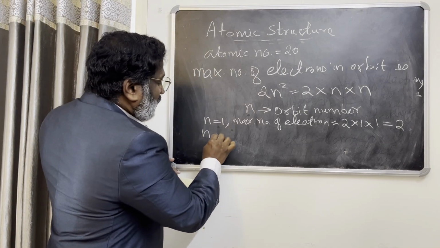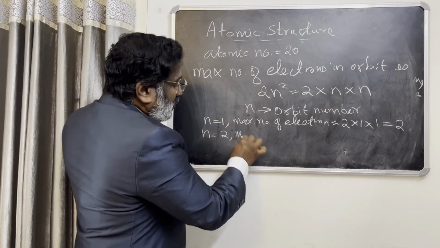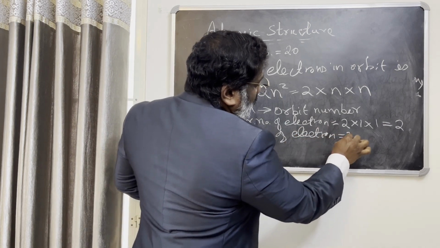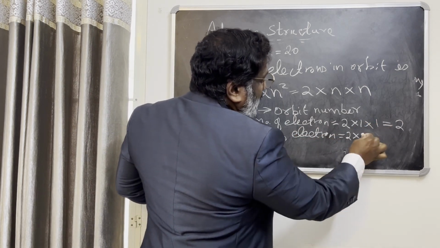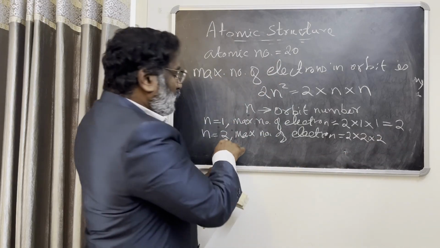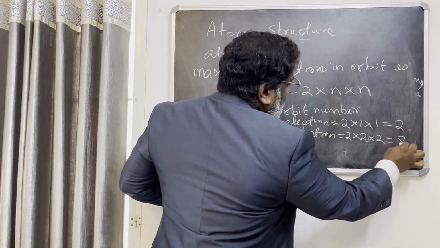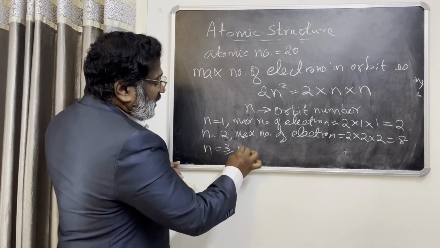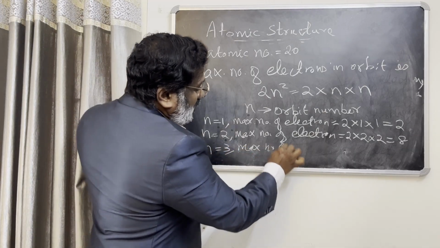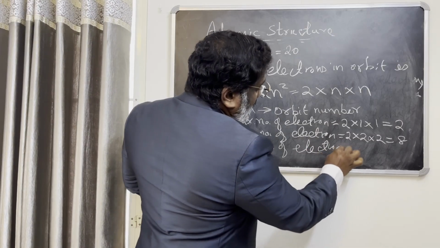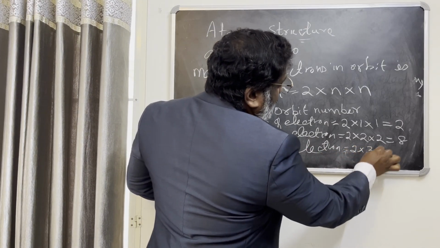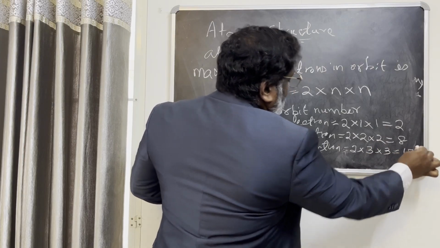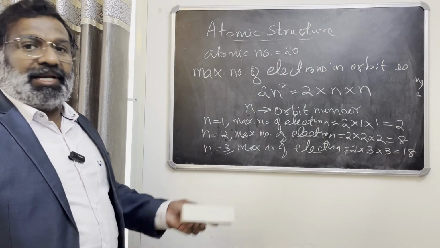What is the maximum number of electrons that can be accommodated in the second orbit? 2 into n into n, n equal to 2, so 2 into 2 into 2, so 8. What is the maximum number of electrons that can be accommodated in the third orbit? 2 into 3 into 3, so 9 2s are 18. We can calculate like that.